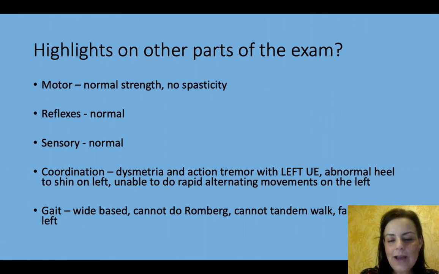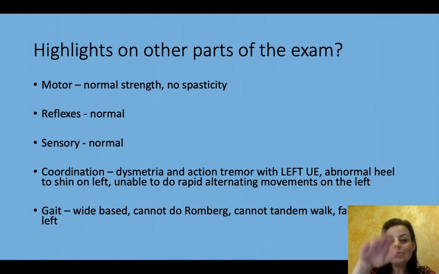Her gait, again, is wide-based. She can't do the Romberg because when you try to get her to stand with her feet together, she really can't maintain her balance. So you don't even have her close her eyes, right? Because if she can't maintain her balance with her eyes open, she's going to fall with her eyes closed. You try to see if she can tandem walk, walk heel to toe. Can't do that. She just falls to her left side.